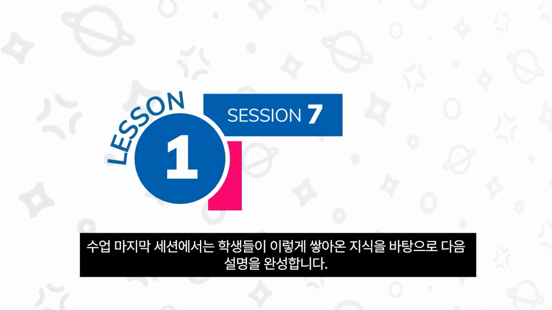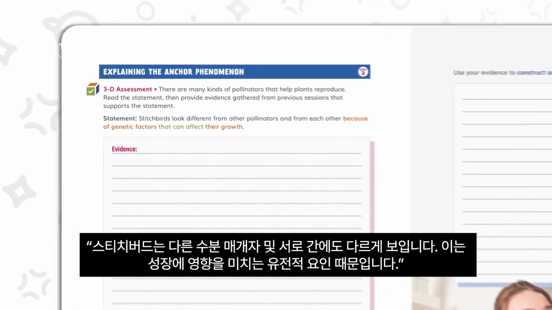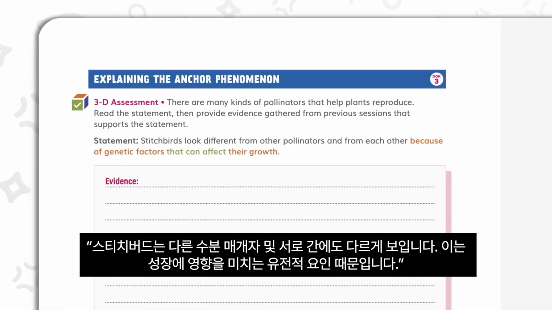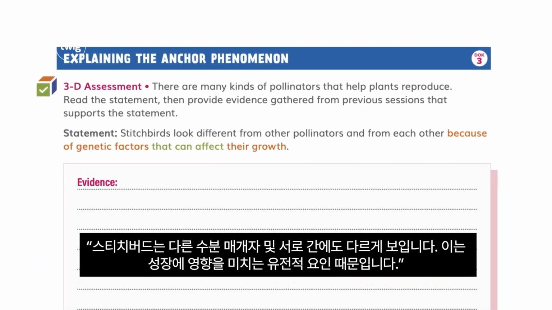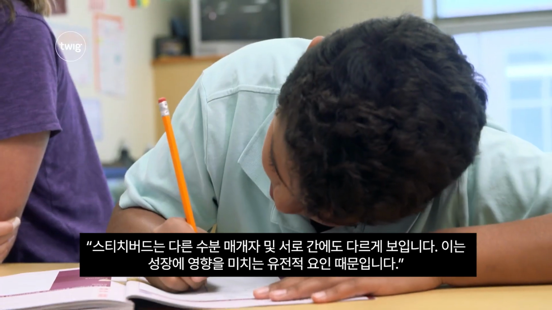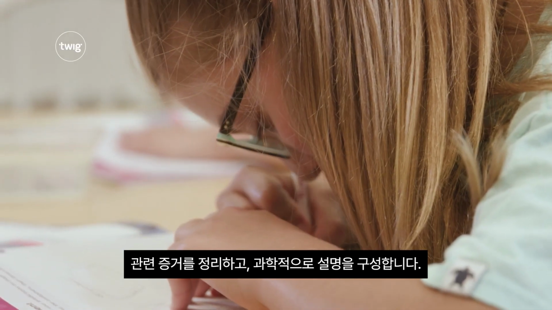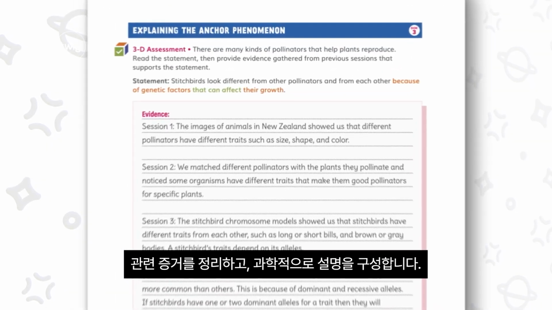All this student sense-making comes together in the final session of the lesson, where students construct explanations for the statement, stitchbirds look different from other pollinators and from each other because of genetic factors that can affect their growth. Students can now draw on everything they've done across the lesson, referring back to their notes in their phenomena tracker to compile relevant evidence.